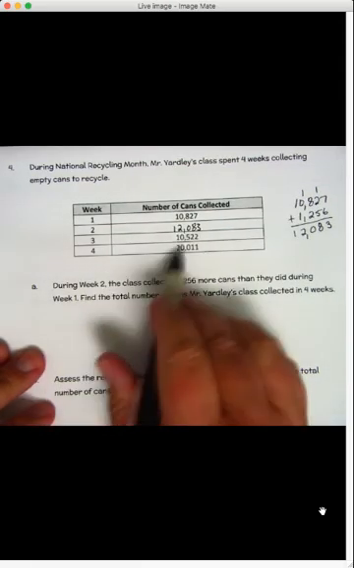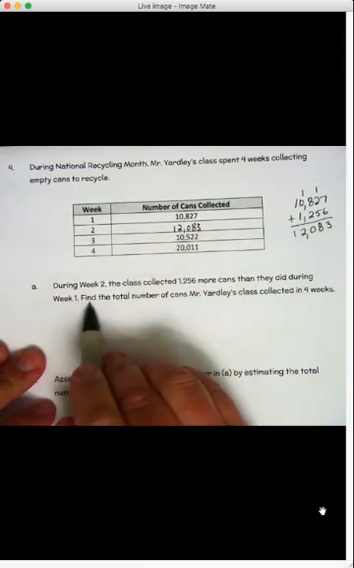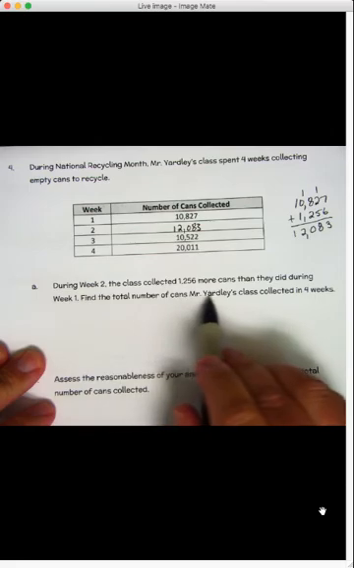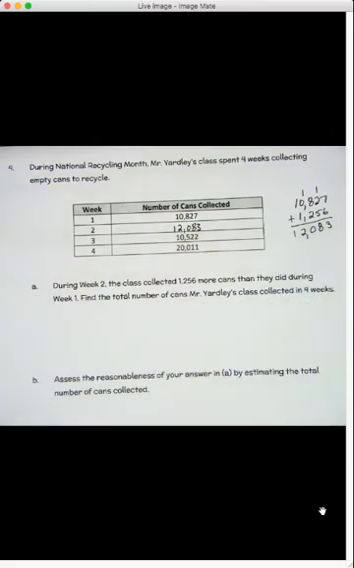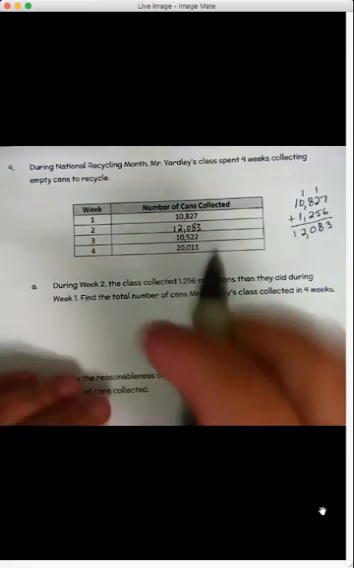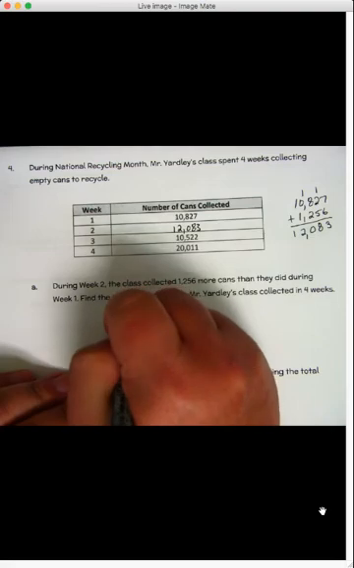Now, let's go back to what part A is asking us to do. We found our number for week 2, and then it says, find the total number of cans Mr. Yardley's class collected in 4 weeks. So, can we add 4 numbers at the same time? What do you think? I think you can. Let's just line them up here, make sure we line them up correctly.